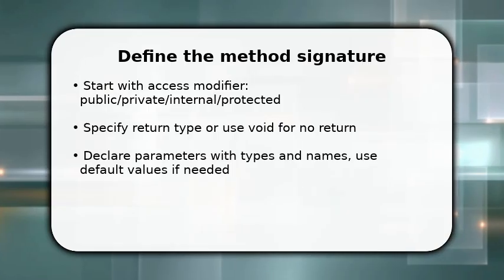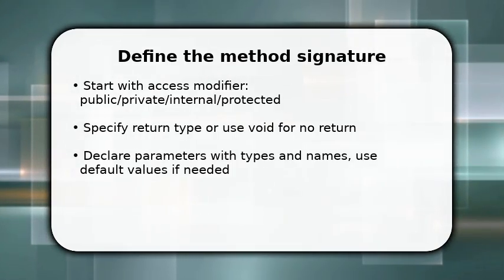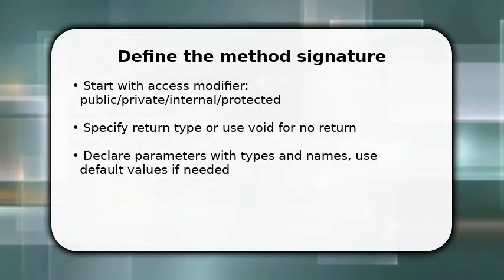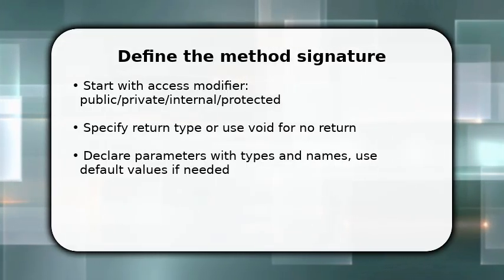You begin by writing the method signature so the compiler and team know what to expect. Choose an access modifier that fits scope. Public exposes it, private keeps it local. Pick a return type or void and list typed parameters with clear names.